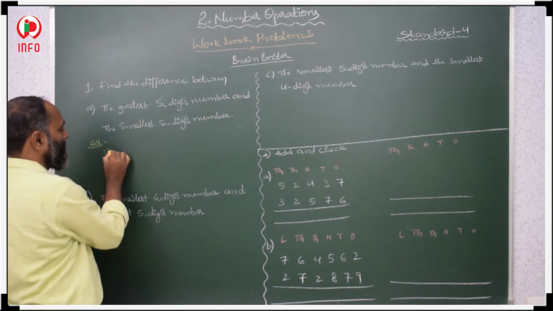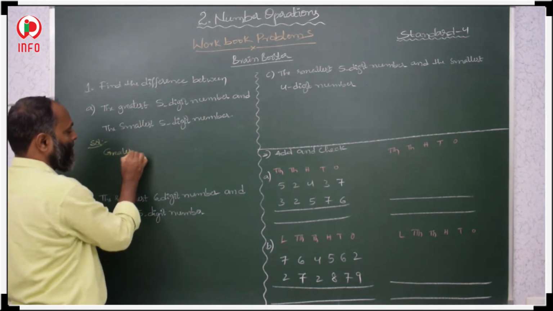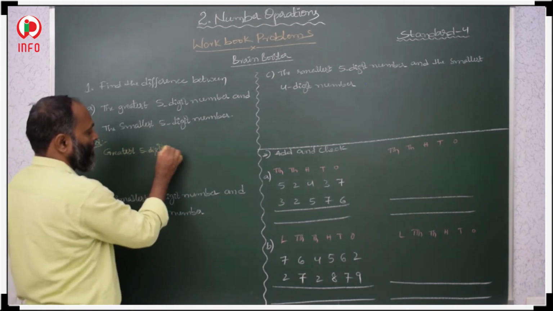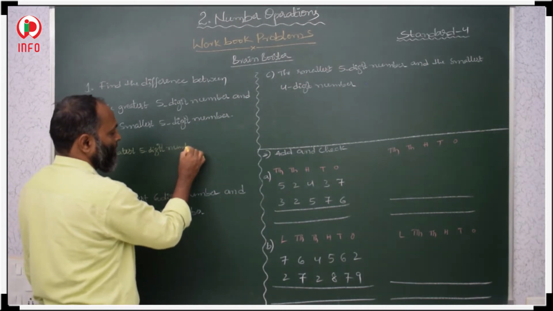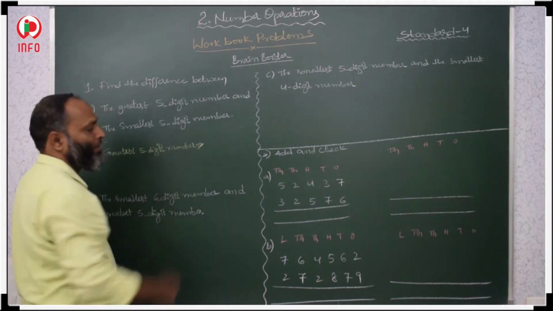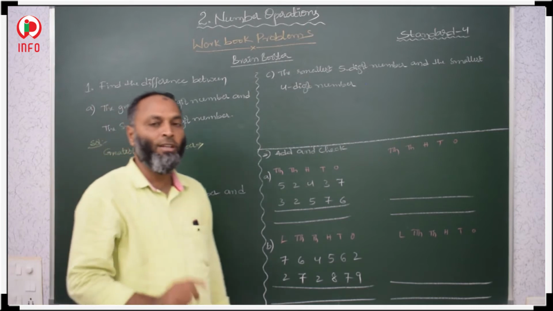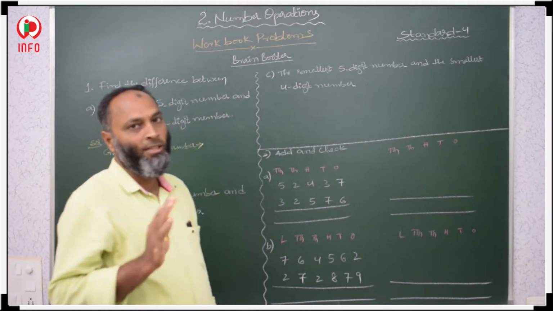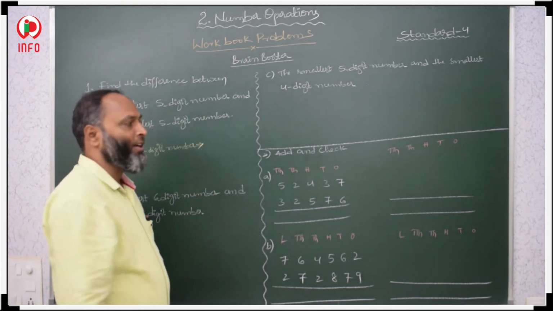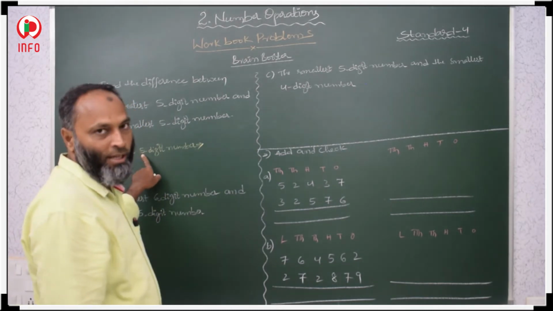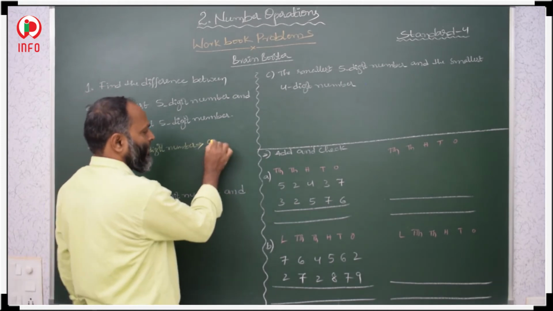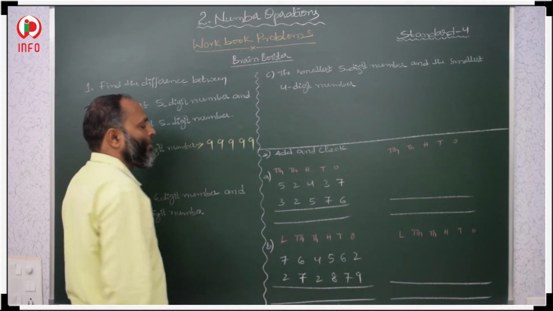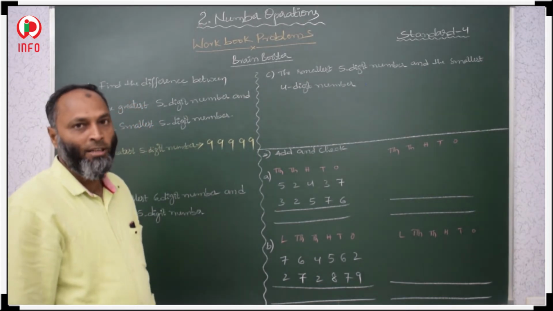Greatest 5-digit number. What is the greatest 5-digit number? Whatever the digits, 5, 6, 7, 8, if it asks for the greatest, then you just take 9 five times. If it asks for a 5-digit number, then you take 9 five times: 9, 9, 9, 9, 9. So this is the greatest 5-digit number.